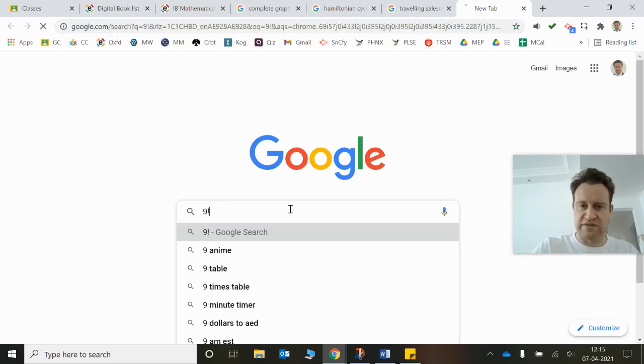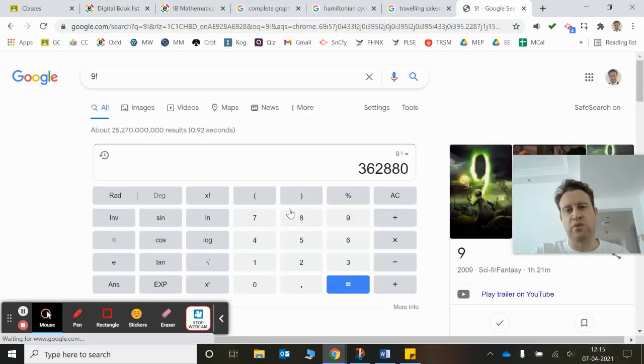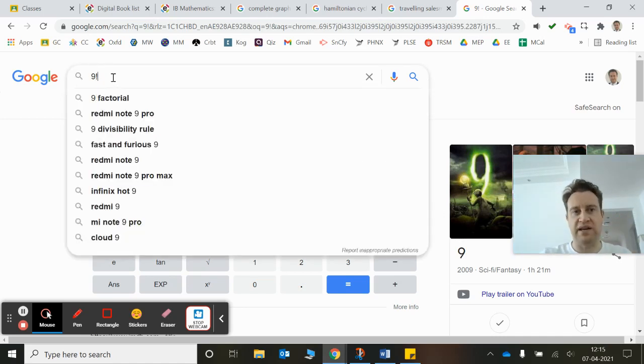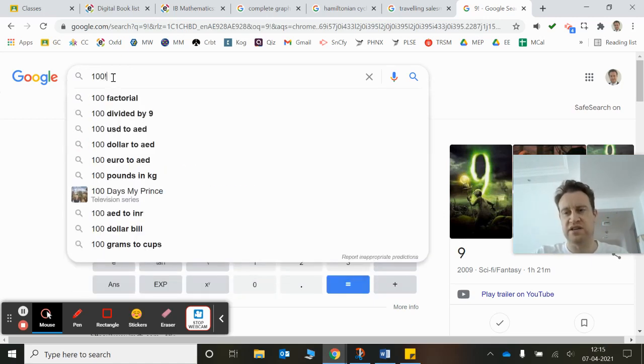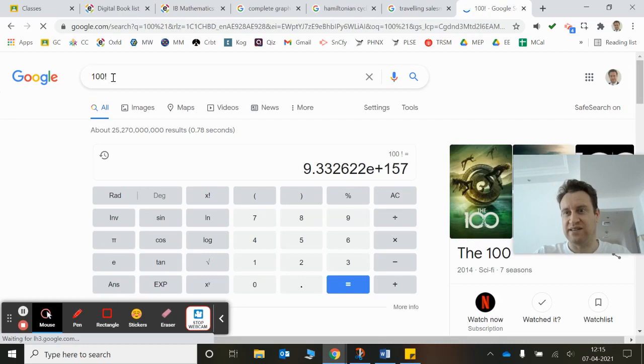9 factorial, let's see if Google can do that. There we go. Just with 10 different locations, we've got 362,880 different routes to consider. So you can see that in a big network, say for example we have 100 different locations which we have to visit, suddenly this problem is massive. It's vast. So this is a problem where we don't know the optimal solution because there are just way too many different pathways to check.